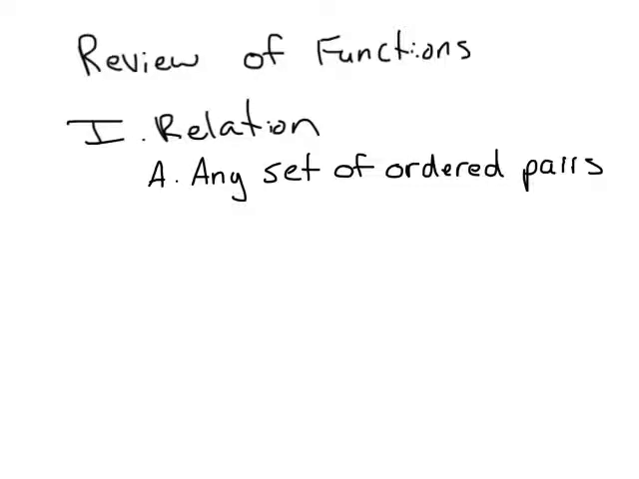So a relation is really any set of ordered pairs. There doesn't have to be a pattern to it. There doesn't have to be any kind of relationship. You're just taking some ordinates and some abscissas, or some abscissas and ordinates, and grouping them together.